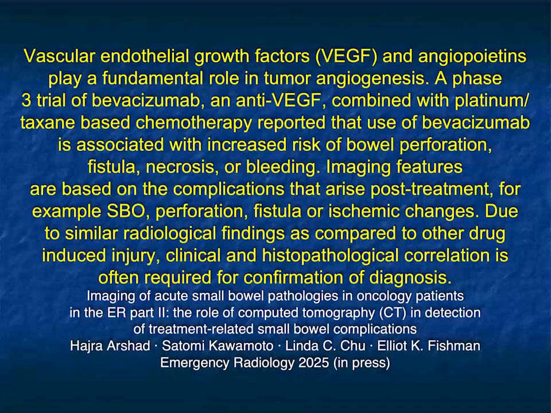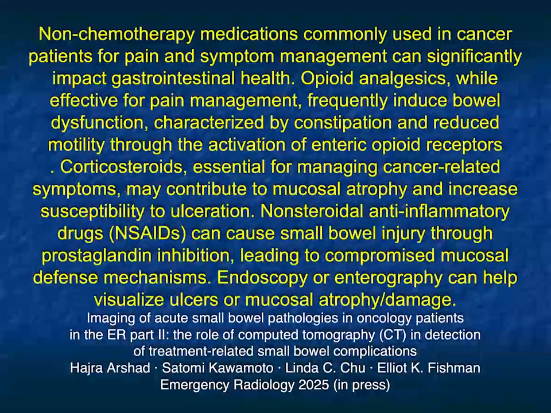Now we talk about VEGF and the importance in tumor angiogenesis. We talk about many of these medications and their challenges, right? Their increased incidence of perforation, fistula, necrosis, and bleeding. Imaging features are based on the complications that arise post-treatment, for example, SBO or perforation, ischemia or fistulous changes. So again, chemotherapy and the type of chemotherapy the patient is on is critical for the radiologist to know.